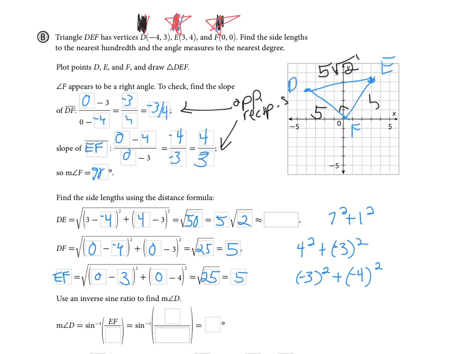So now that we have all the distances, we need to solve for the angles. So we're going to use an inverse sine ratio. They're just starting us at angle D, but it really doesn't matter. If we're sitting here first, though, an inverse sine ratio, or you could use tangent or whatever. They're picking inverse sine, so we'll go with that.